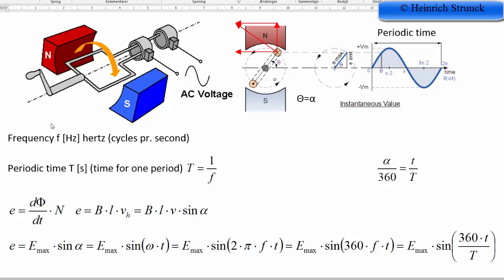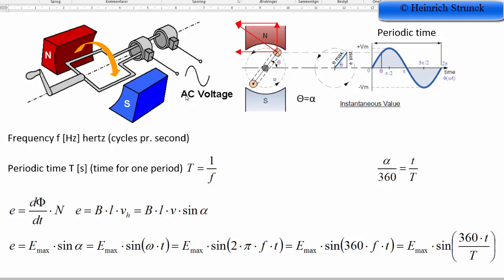Here we're going to see at the basic how we generate an AC voltage. An AC voltage is an alternating current voltage. And alternating because one time the voltage is positive and sometime the voltage is negative. So the voltage will change during time.